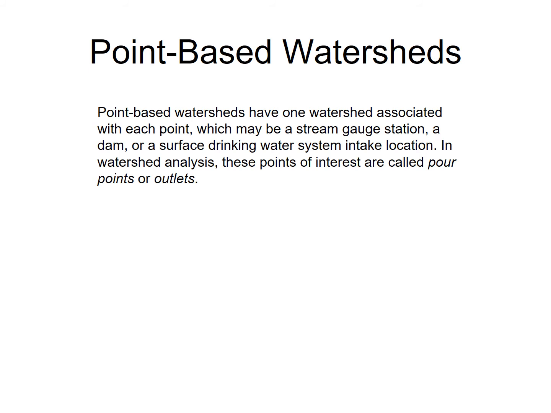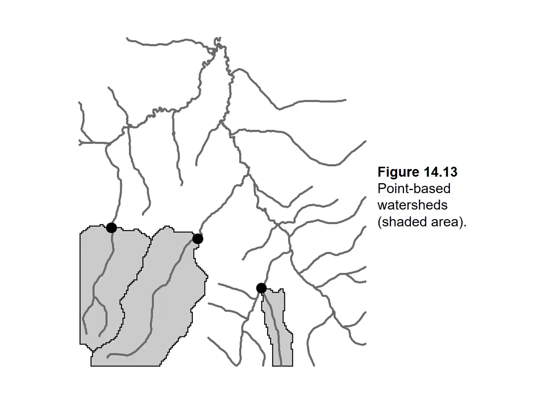Point-based watersheds have one watershed associated with each point, and typically these points or gauging stations are placed on streams so that they can monitor the height of the stream or the quality of the water. The analysis that's most similar to this in GIS is something called pour-point analysis. That's where you basically identify that point, and then it identifies everything that drains to it. Here's an example of what pour-point-based watershed areas look like.